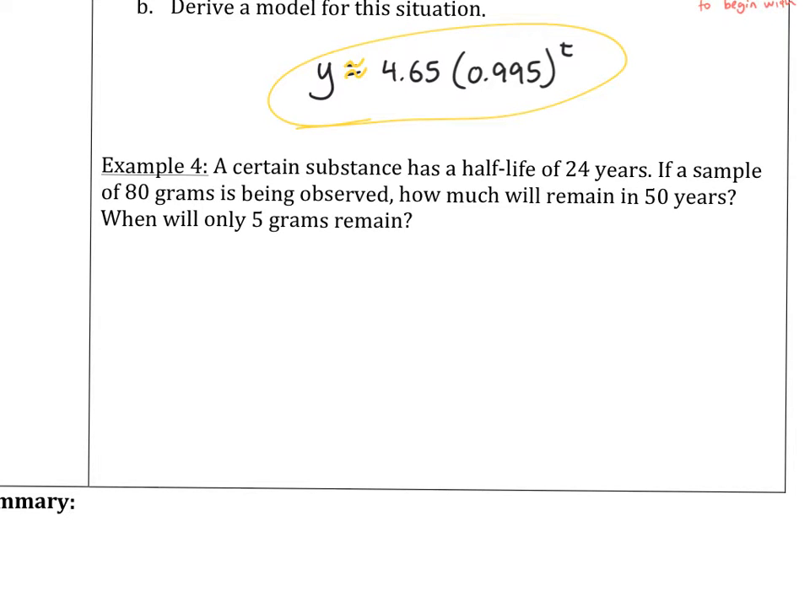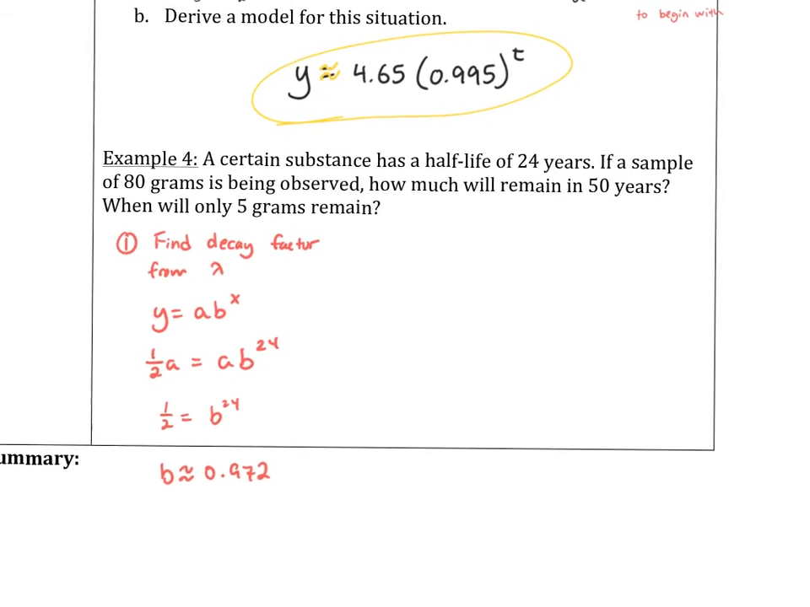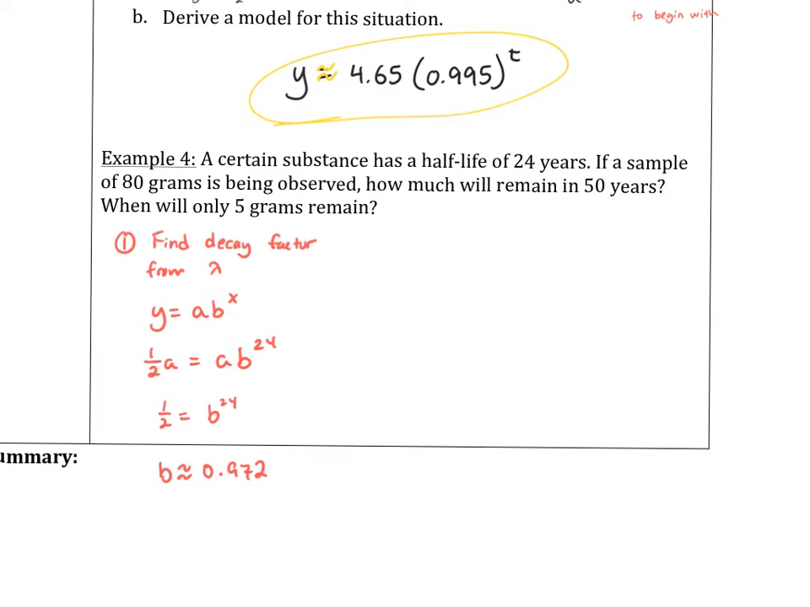Next and last problem, example 4, and you'll be working on this one. A certain substance has a half-life of 24 years. If a sample of 80 grams is being observed, how much will remain in 50 years? And then the second question is, when will only 5 grams remain? So the first part is that we're going to find the decay factor from the half-life. So we substitute in the half-life of 24 years. So there's b.